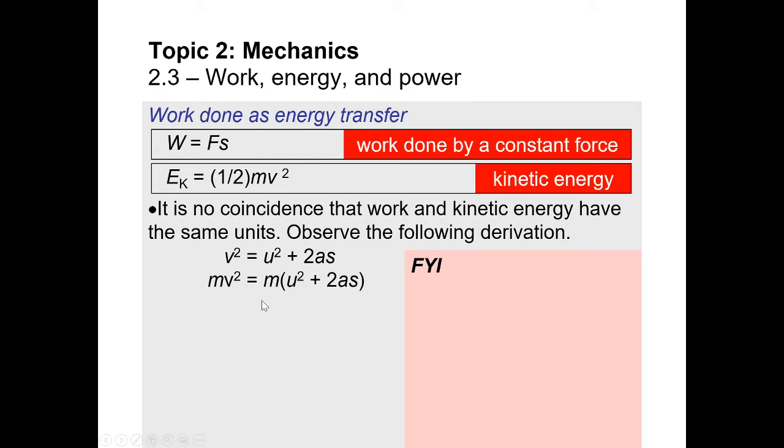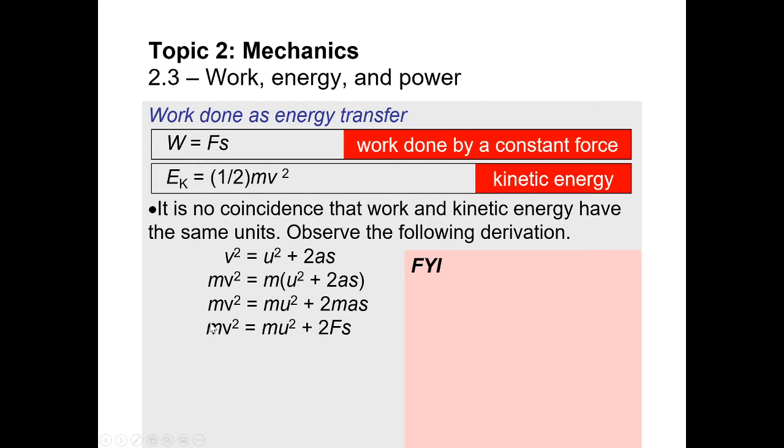Next, take that mass and distribute it on the right side. So m times u squared and then plus m times 2as. Of course, they put the 2 in front. That's fine. Next, ma appears in this last term. Now, I know that the product of mass and acceleration is equal to force, specifically net force. So I replace that with F.